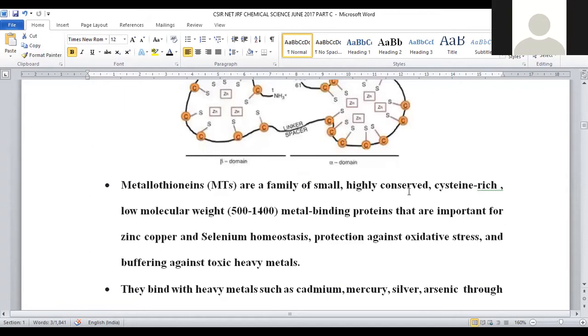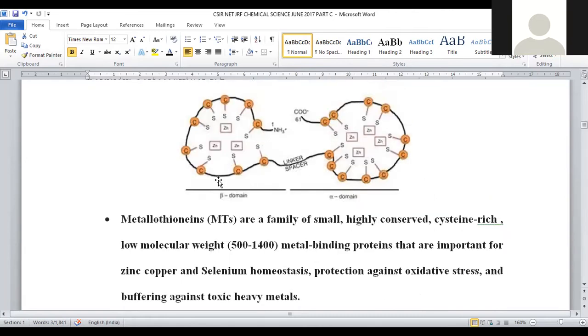Metallothioneins are a family of small, highly conserved, cysteine-rich proteins, and cysteine amino acid units are present in this. They have low molecular weight, ranging from 500 to 1400 monomeric units. These are a type of metal binding proteins, important for zinc, copper, selenium homeostasis and protection against oxidative stress, buffering against toxic heavy metals. They are mainly used to capture the soft metals, especially zinc, copper, selenium.